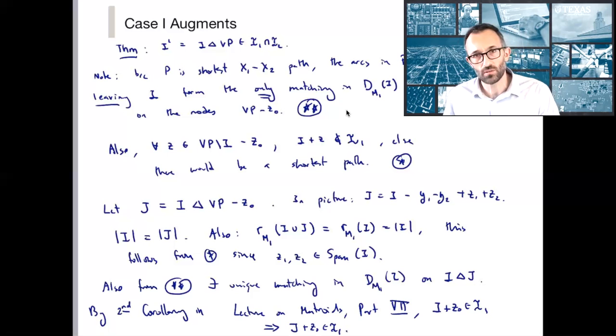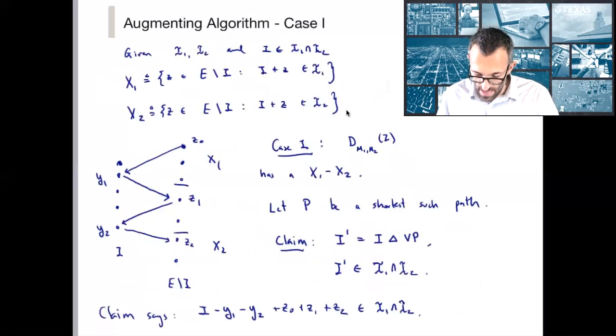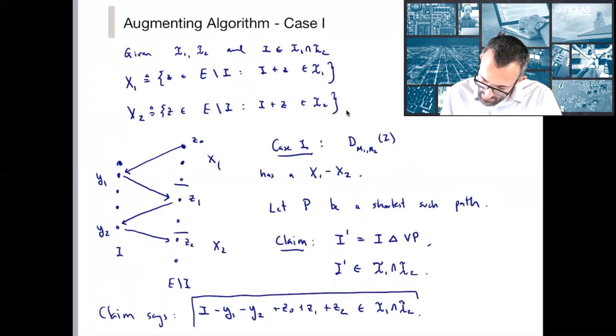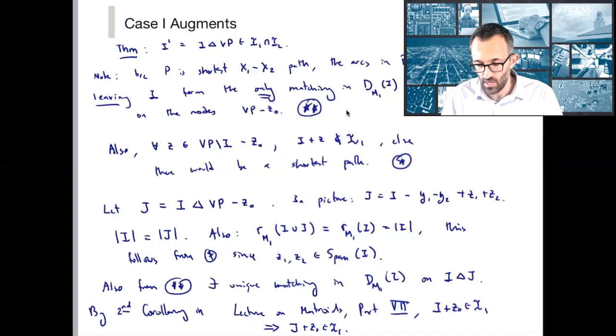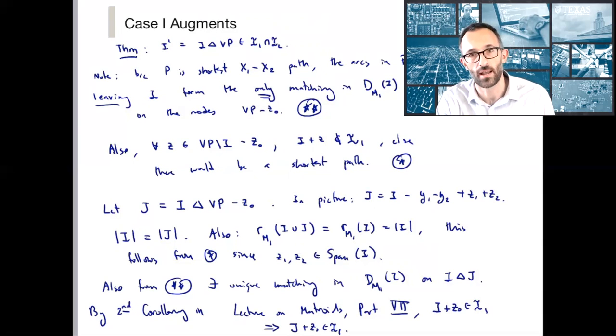So what did we show? We showed that this is in I1, and just by symmetry of this argument, we show that it's in I2. In the next lecture, we're going to consider the second case. What happens if there is not a path from x1 to x2? And we're going to show that in that situation, it must be that we already have an optimal, a largest cardinality set I. So we'll pick it up in the next lecture.